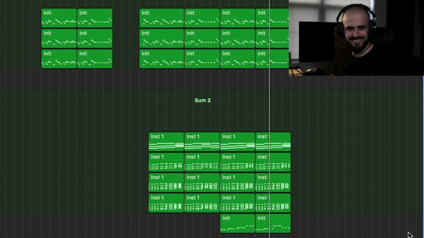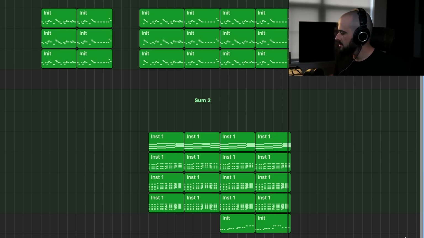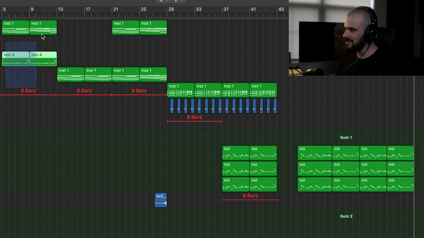Isn't that fun? It's such a fun melody. But look at how every 8 bars there is a change in the arrangement. That's how you keep a song interesting and exciting. That's a video for you guys. I hope you enjoyed it.